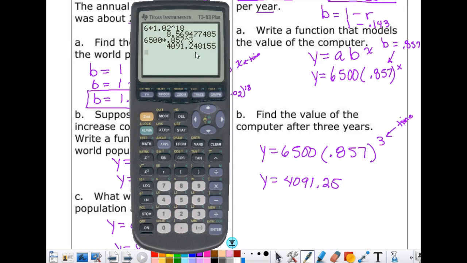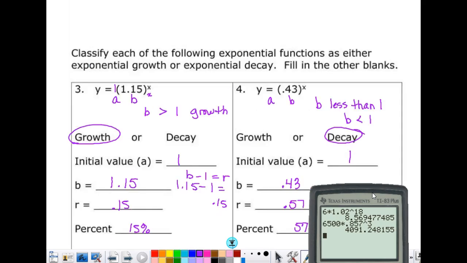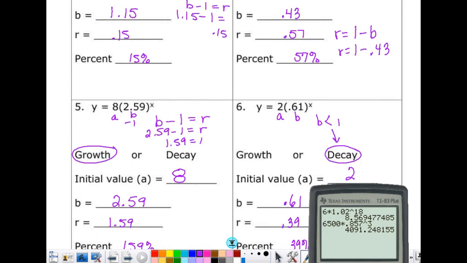You do have to be careful back over here. Okay? Back over here, if your growth factor is something big, subtract a 1. Okay, like this one. Okay, subtract a 1.